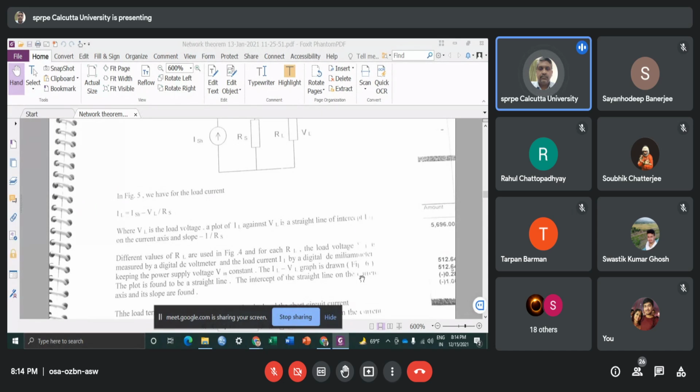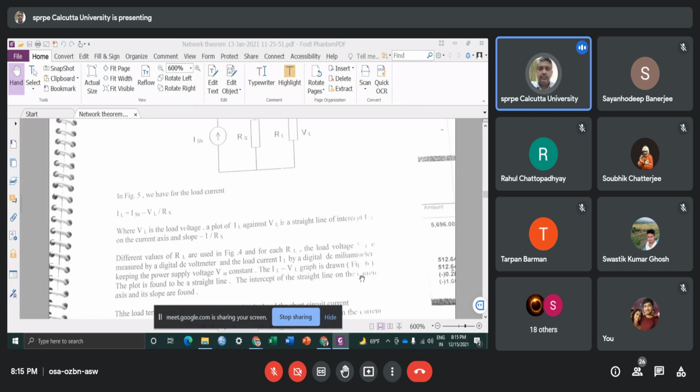You set up the circuit and keep the voltage V constant at, say, 10 volt. You have to keep the voltage constant throughout the experiment. Then you measure the series current, that is IL. Then you change the various values of RL and you get the IL versus VL data, and you find out the value of ISH and RSH from the graph.